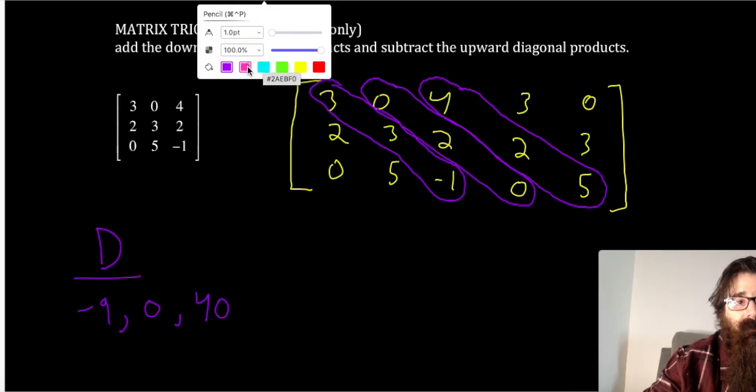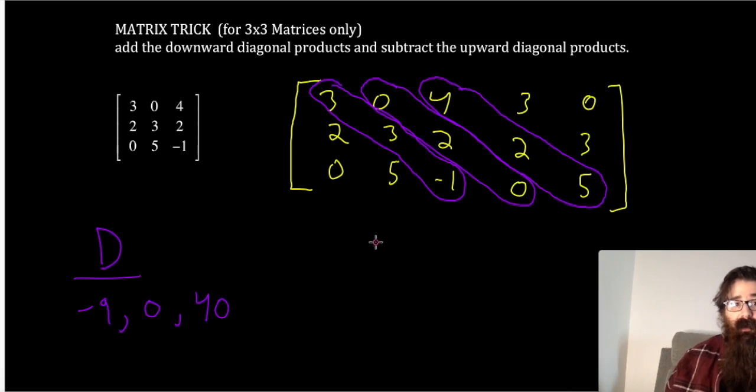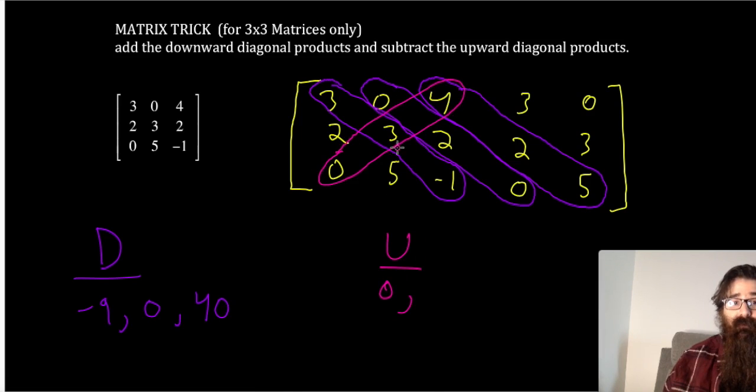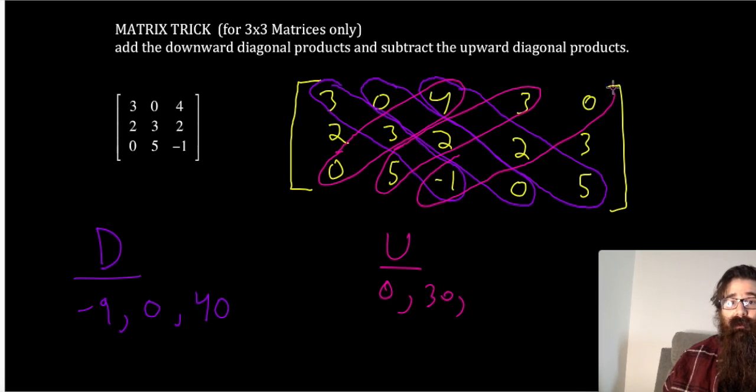Let's find the upward diagonal products in a very similar way. Only now I'm going to start bottom left and circle upward diagonally. 0 times 3 times 4 gives me 0. Let's move along. 5, 2, 3. If I multiply 5 times 2 times 3 gives me 30. And there's one more upward, sort of like a word search, right? One more upward product I can find. -1 times 2 times 0 gives me 0.